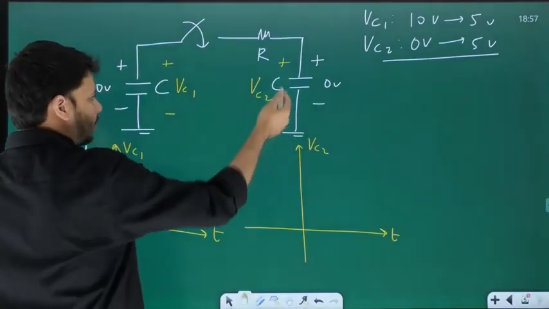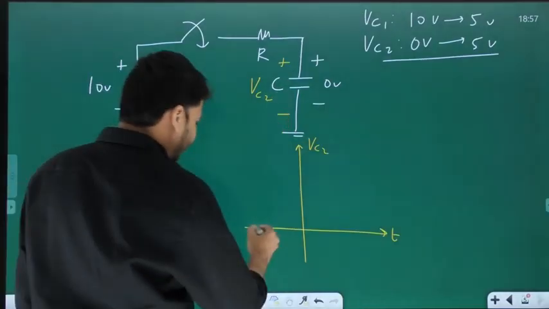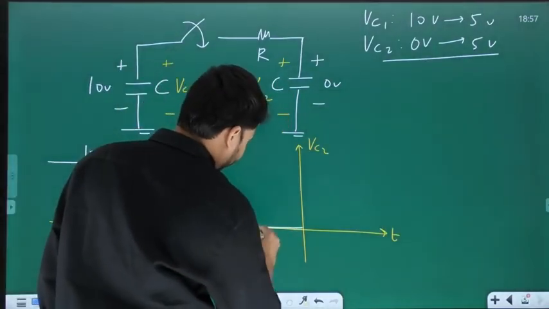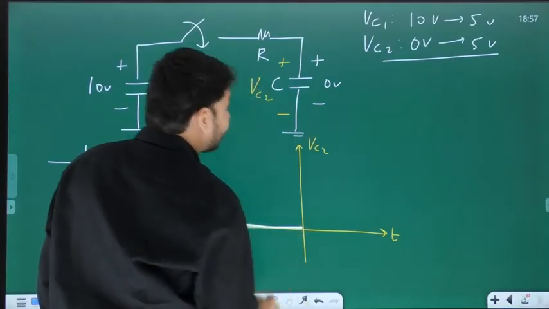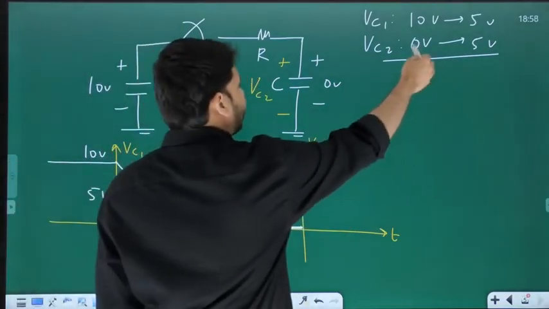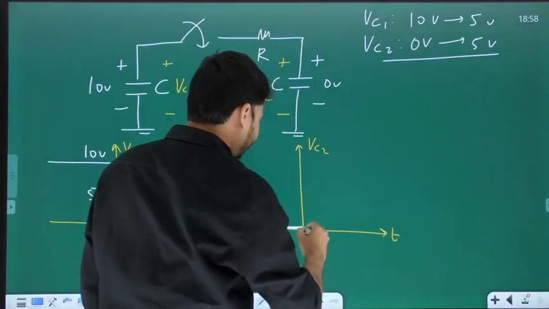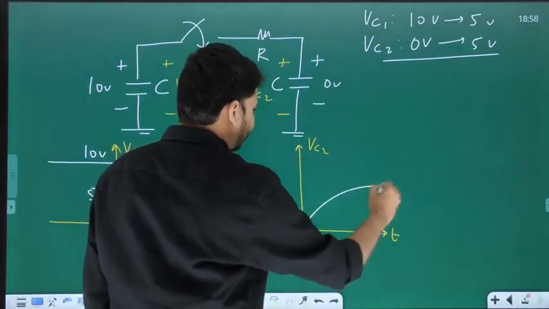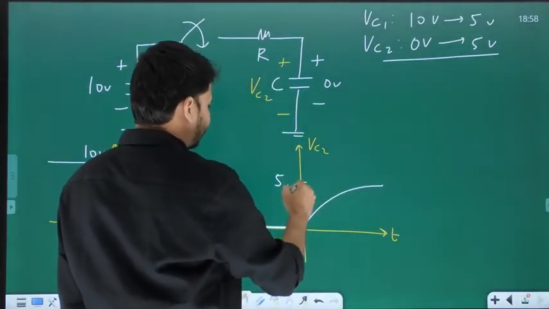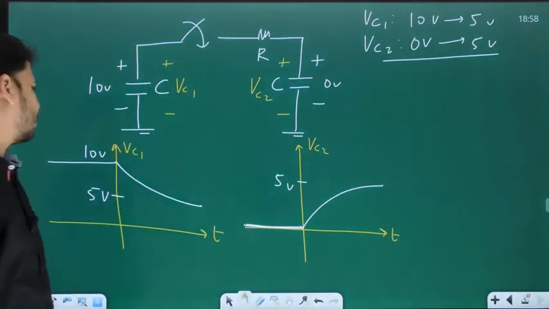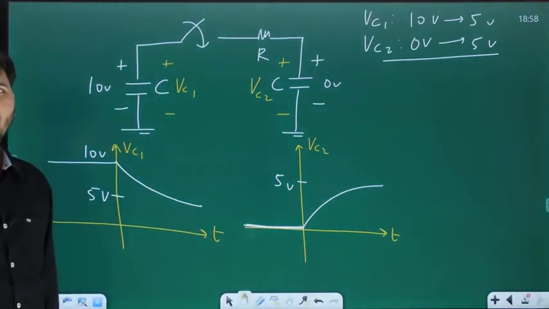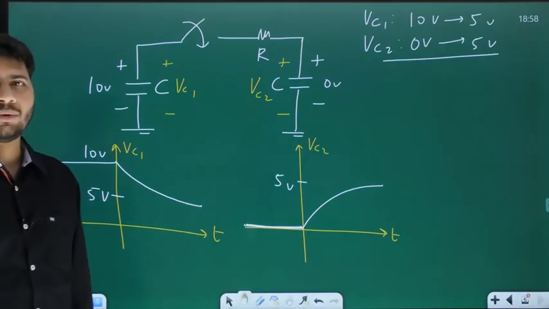Again, Vc2 is what? The voltage drop across the other cap. Up to t equal to 0, it is what? 0. And then for t greater than 0, you can say it changes from 0 to 5, again in an exponential fashion like this. So these are the plots for Vc1 versus t and Vc2 versus t.